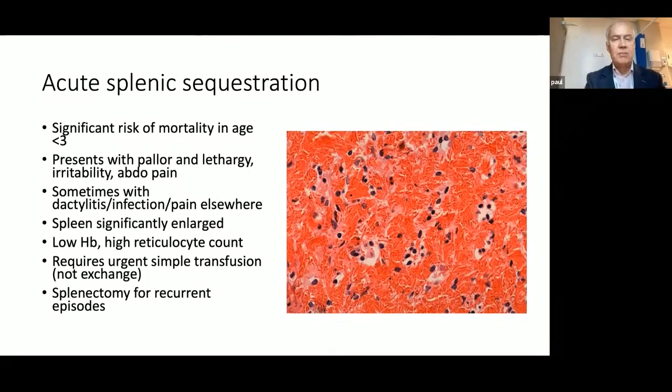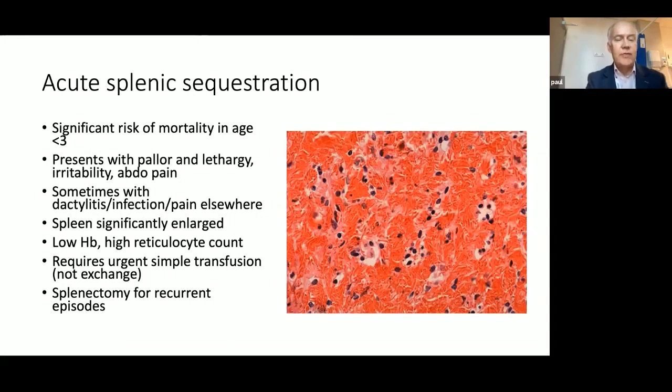So the blood tends to pool in the spleen, and this results in an enlargement and a painful spleen, as I said, on the left side of the abdomen, and a drop in the hemoglobin level, which means anemia. That anemia can happen very quickly and can be very, very severe, and this is another potential cause of mortality in young children. The presentation is with pallor, that means paleness, lethargy, irritability and abdominal pain. Sometimes splenic sequestration is also associated with other complications of sickle cell, such as dactylitis, infection, or pain elsewhere.